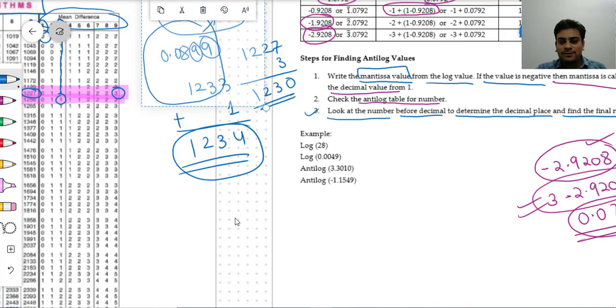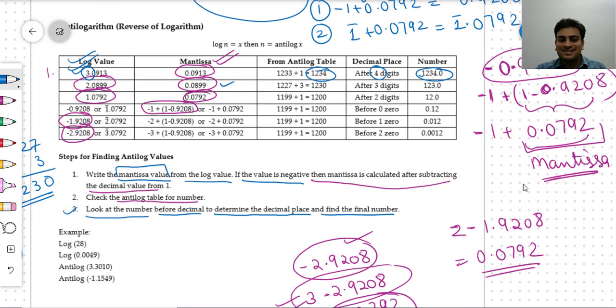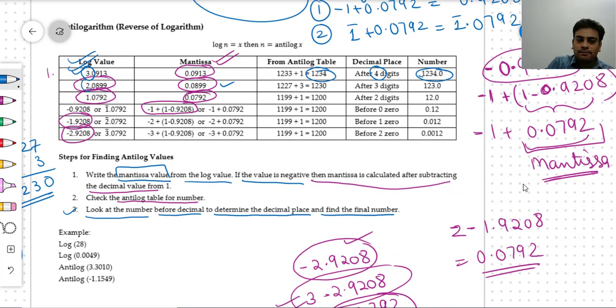So if you just see here, in this particular case, the number before decimal is 2. So your decimal will be after 3 places. So you can see here my number is 1230, so it is equal to 123.0. Clear? So I'll now directly come to the negative portion.